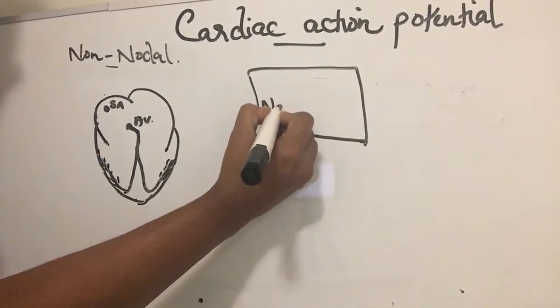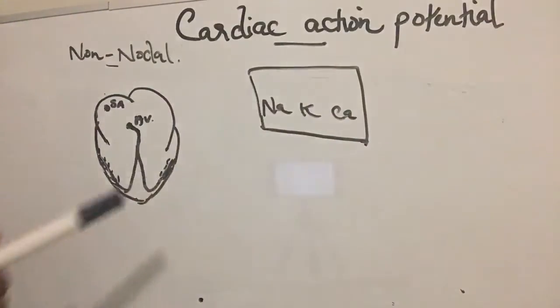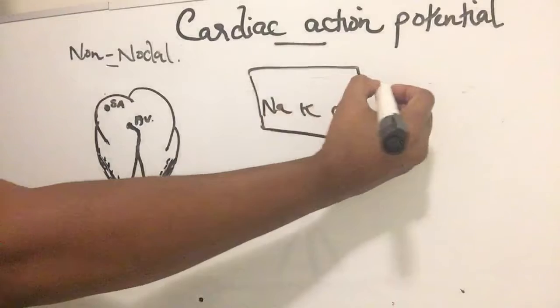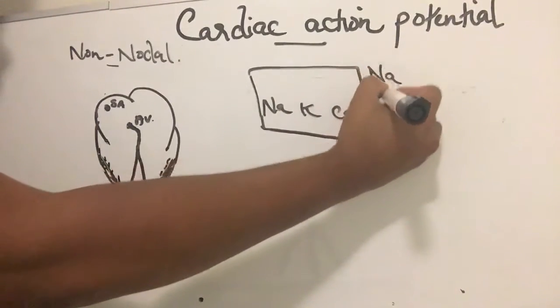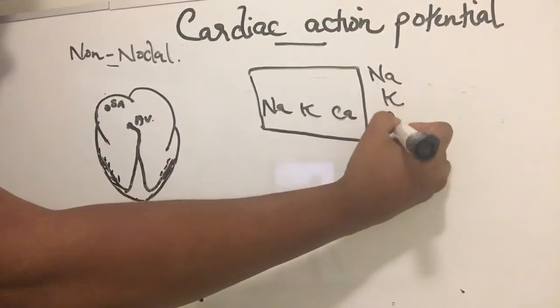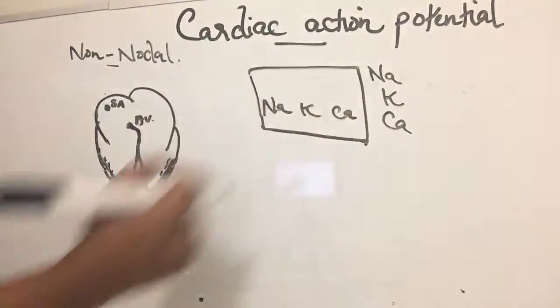Sodium, potassium and calcium. So these 3 ions are present inside the cell and outside the cell. Sodium is present in the extracellular space, potassium and calcium as well.